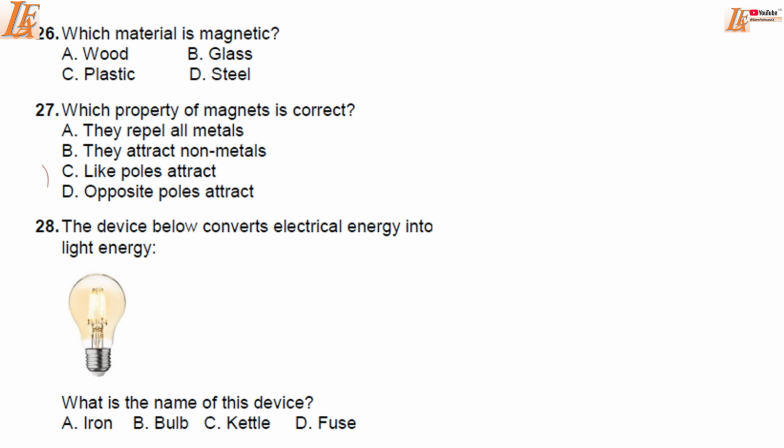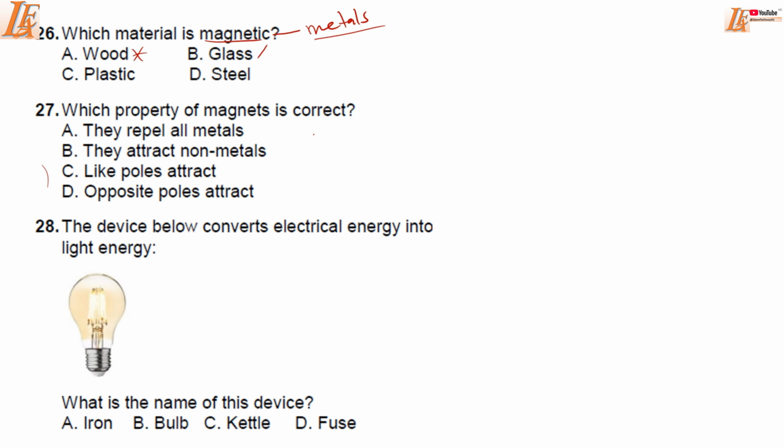Question 26. Which material is magnetic? Now, what is a magnetic material? A magnetic material is a material that can be attracted by a magnet, and most of the time they are metals. So let's look at the options given. A, wood. Wood is a non-metal. It can never be magnetic.